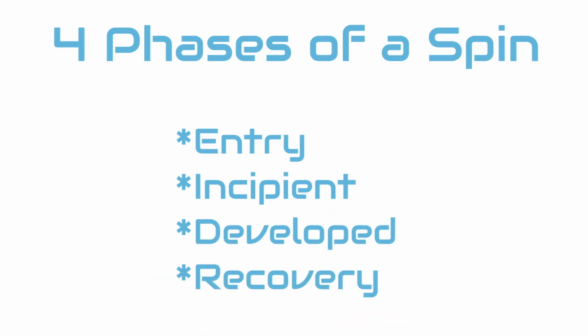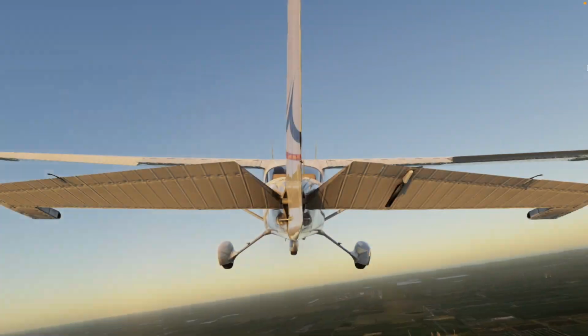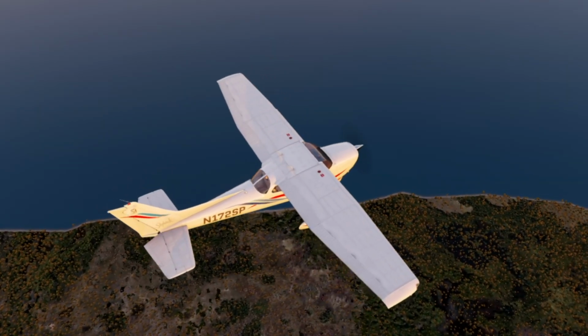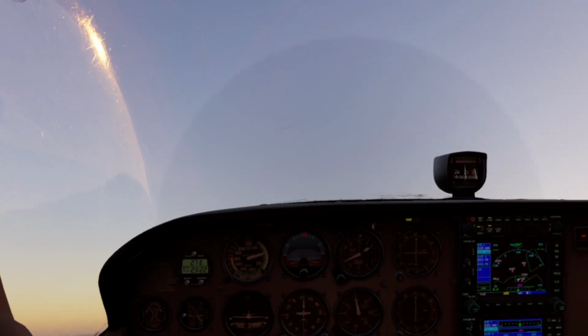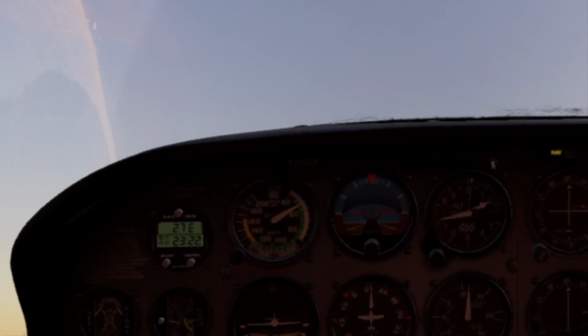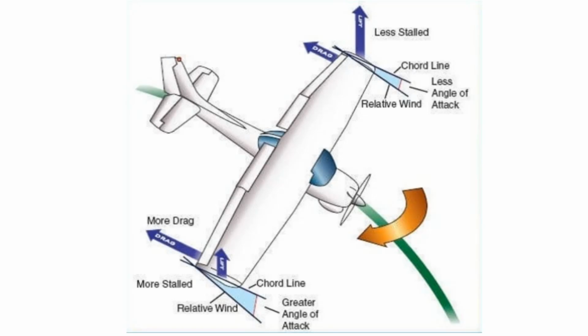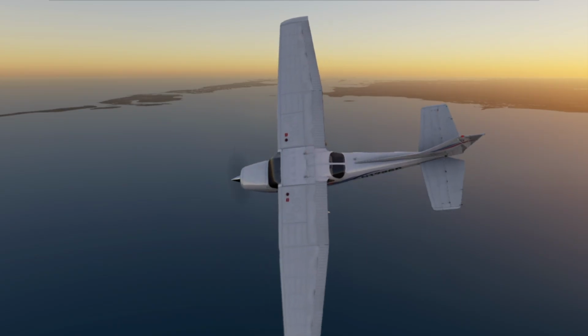The 4 phases of a spin are entry phase, the incipient phase, developed phase, and the recovery phase. The entry phase is where the spin begins with an uncoordinated stall, often caused by excessive yaw due to improper use of the rudder. Insufficient airspeed is another factor involved in causing spins. The aircraft's nose drops and one wing becomes more stalled than the other, initiating the spin.